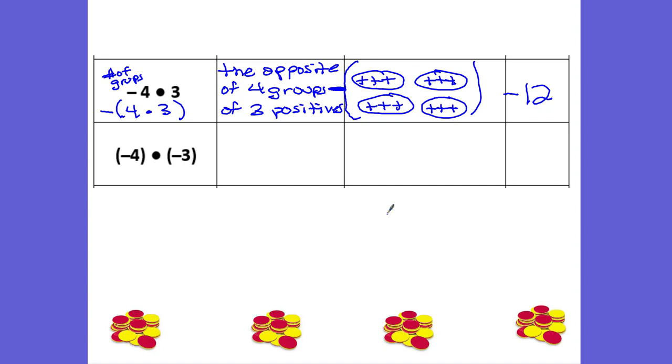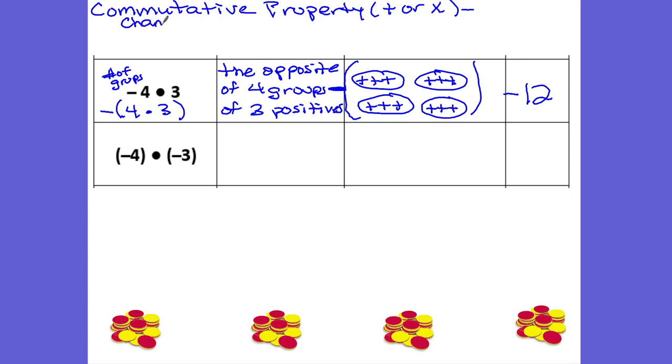Okay, so I told you that was one way of modeling it. The other way of modeling it is using something that we call the commutative property. Go ahead and write this down. In math, you have certain properties that are kind of like rules. It's something that will always happen no matter what. And the commutative property only works for addition or multiplication. It does not work for subtraction, it does not work for division. But what it says is that you can change the order.